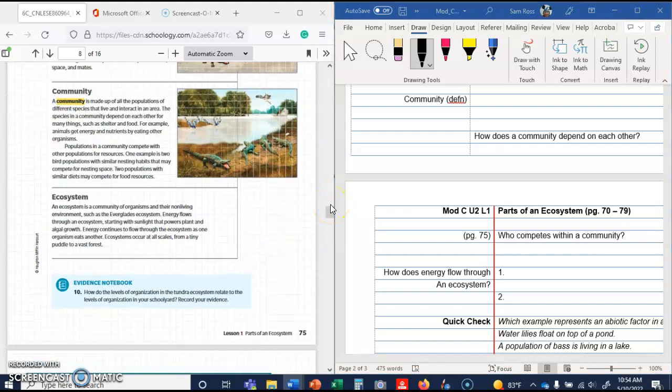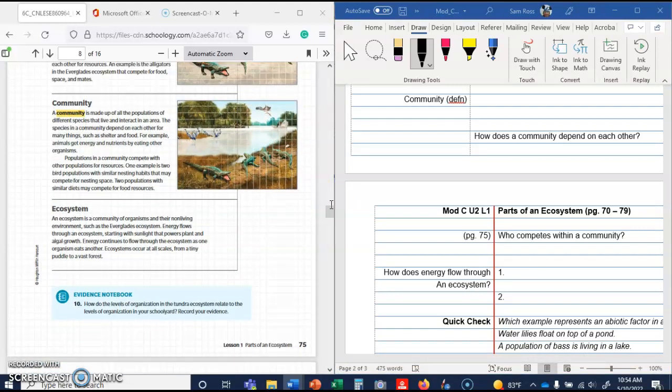So let's pull this up to community. The definition of community is that it's made up of all the populations of different species that live and interact in an area. So how does a community depend on each other? The species in a community depend on each other for many things such as shelter and food.